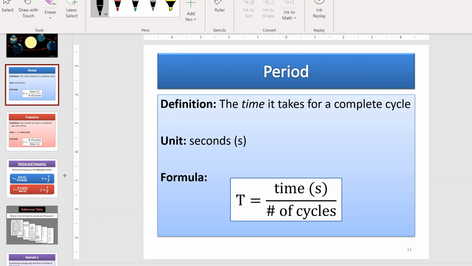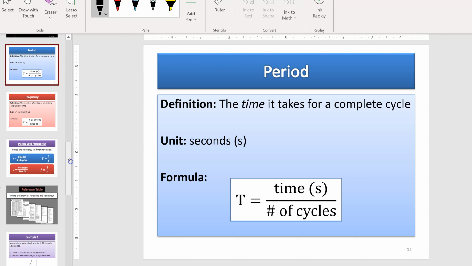So let's talk about period and frequency. So that's simple harmonic motion. We're done with that craziness. What is the difference? So this is a review. You should know this already. Period is the time it takes for a complete cycle. Just one cycle. How many seconds does it take to do one cycle? And we made up this formula.